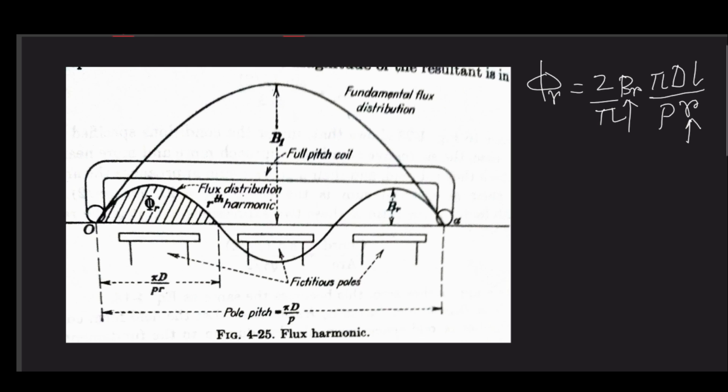For distributed winding, if the adjacent slot angle is gamma, then we will have our breadth factor for the fundamental, as I told you, or let me write it for the rth harmonic. It is sine QR gamma by 2, and here it is Q sine R gamma by 2. So it's quite clear.